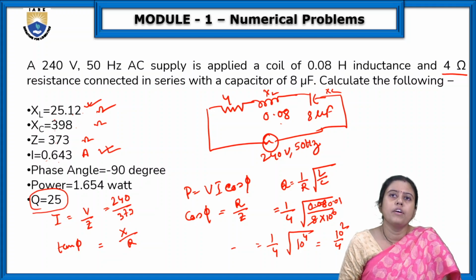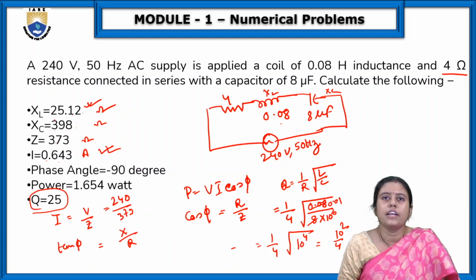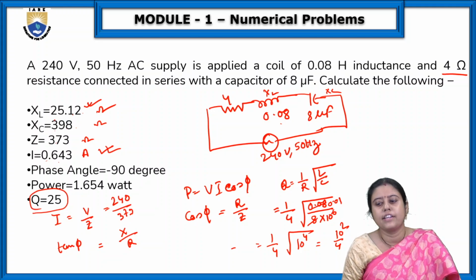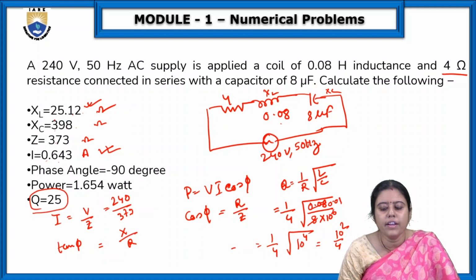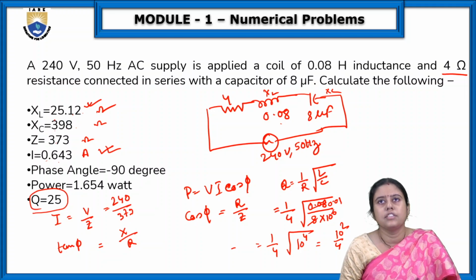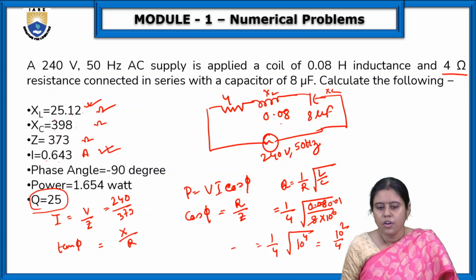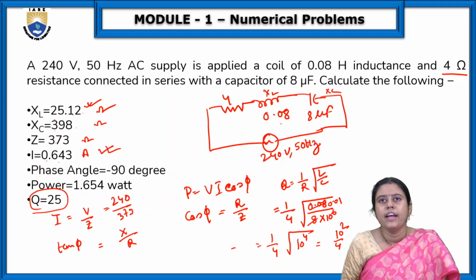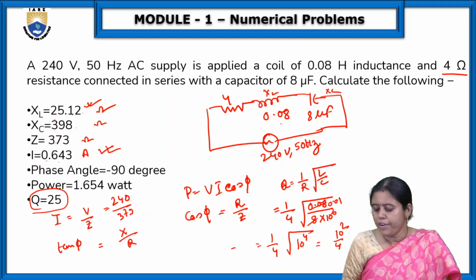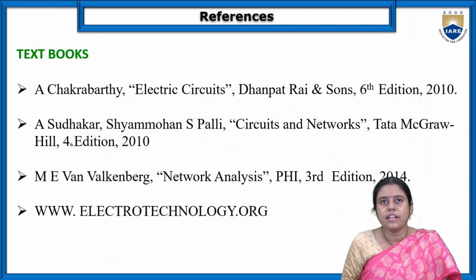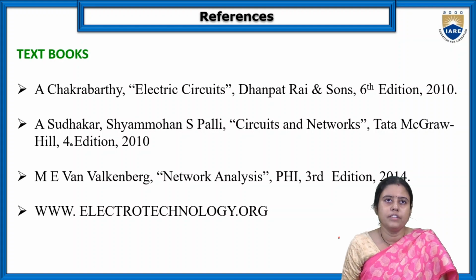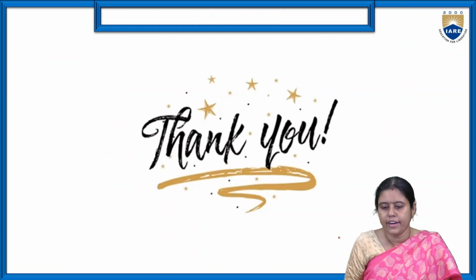So this is called the Q factor, and details of the Q factor we will discuss in our next class. So we have discussed the basics of all the series circuits. Next class we will discuss resonance, the Q factor and bandwidth. So these are the textbooks I followed, and some of the diagrams I took from there.